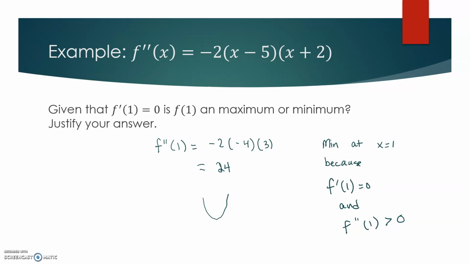All right, that is the second derivative test for extreme values. You need a horizontal tangent line, and you need a second derivative that is not equal to 0.